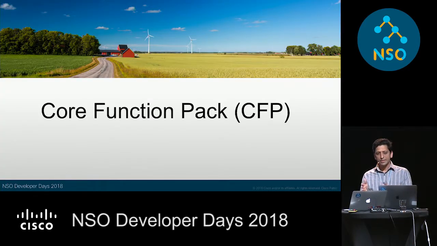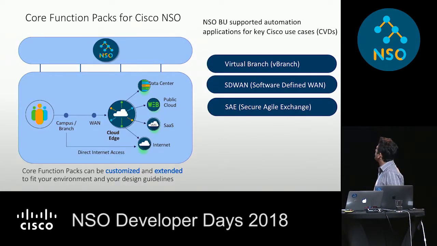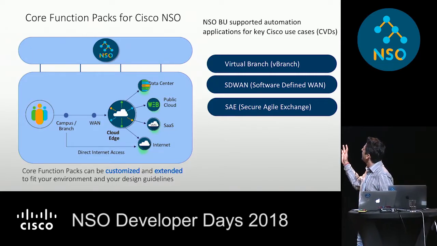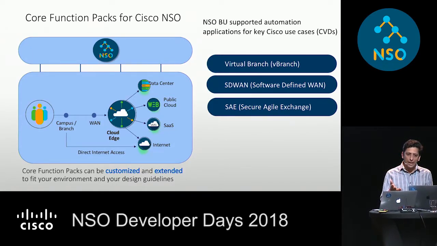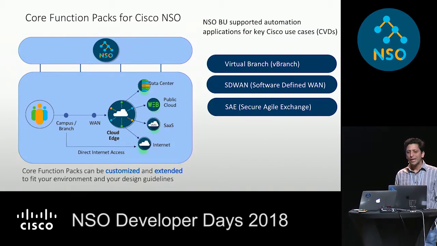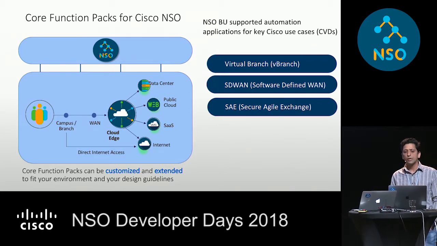Before I get started, I wanted to update you on what a core function pack is. A core function pack is essentially an NSO BU supported application that conforms to key Cisco use cases. And here are three core function packs that we are developing. I'll be covering vBranch core function pack, and there are others as well, software-defined WAN and secure agile exchange.